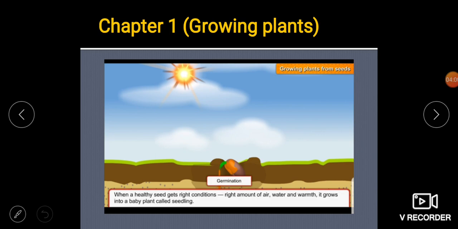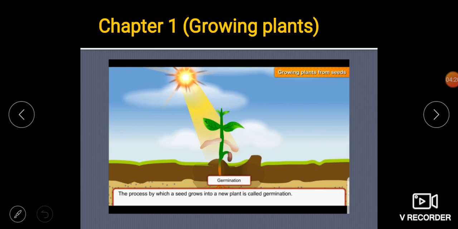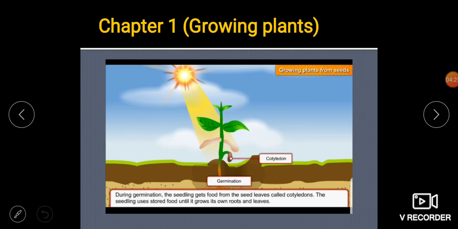When a healthy seed gets all the right conditions, then it will grow into a baby plant, right? The shoot part of the plant will start growing in an upward direction and the root part will start growing in a downward direction. The process by which a seed grows into a new plant is called germination.